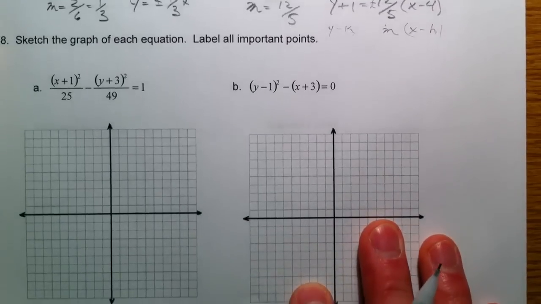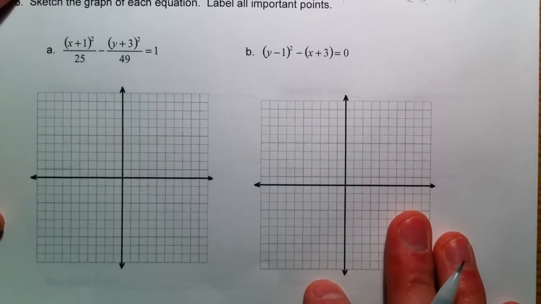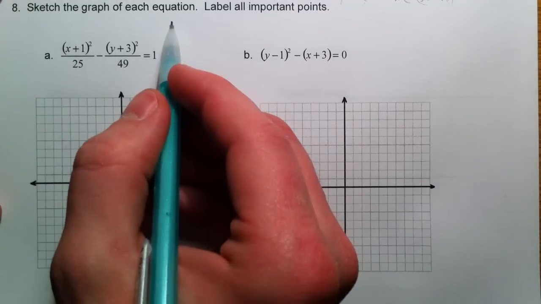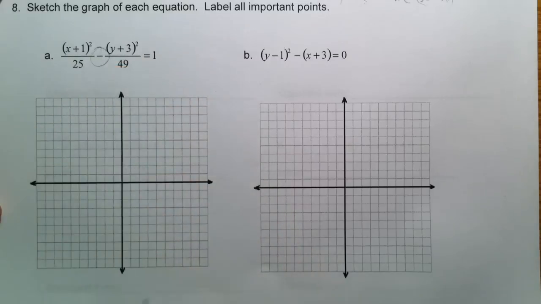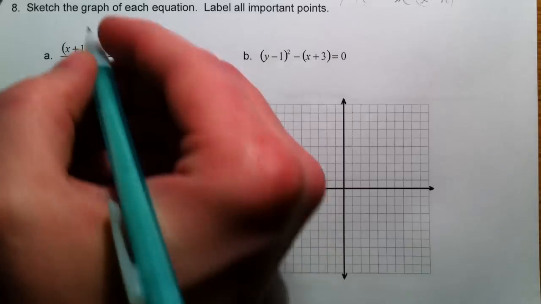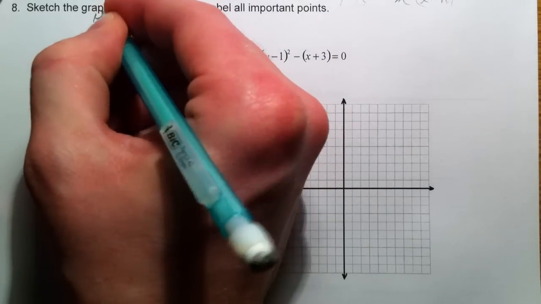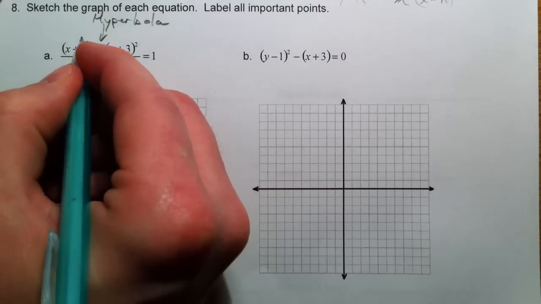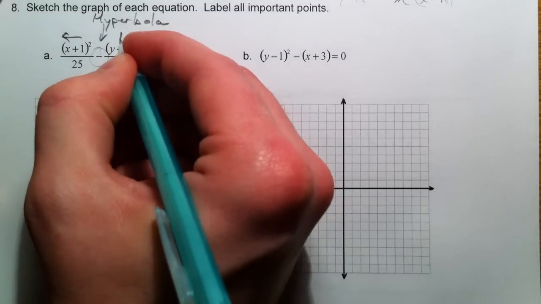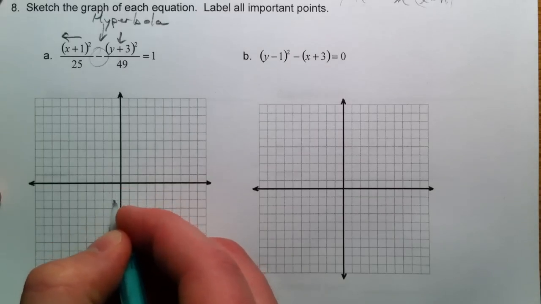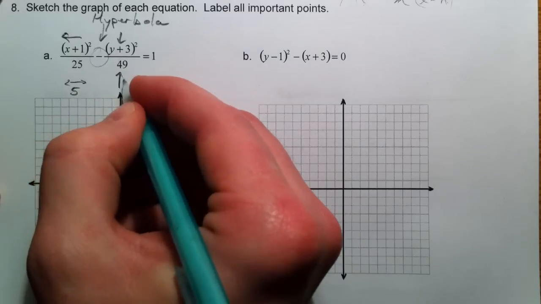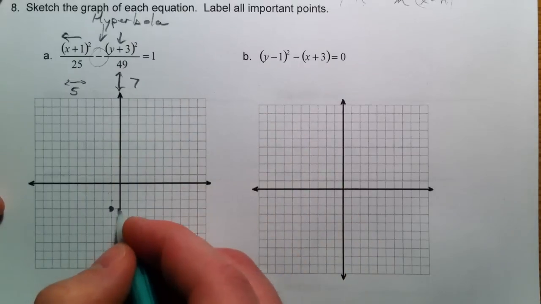So, let's graph some more. Technically on the last ones we weren't graphing, but it helps so much more if you draw a picture. Sketch the graph of each equation. This is a minus, so it's got to be a hyperbola. So left 1 and down 3. Left and right 5. Up and down 7.